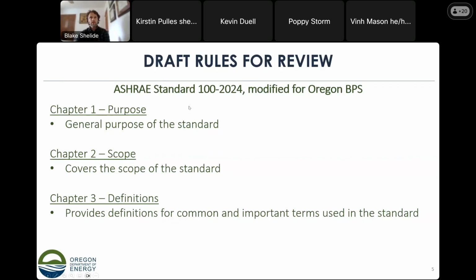Chapter 1 covers the general purpose of the standard. Chapter 2 covers the scope of the standard. Chapter 3 covers definitions. Most of our modifications to the definitions chapter were to pull in definitions from House Bill 3409 or from activity that had happened in Washington, that we wanted to have consistency with in the Oregon program.